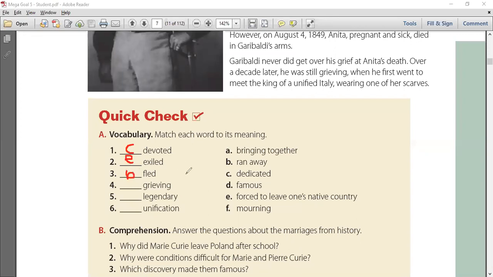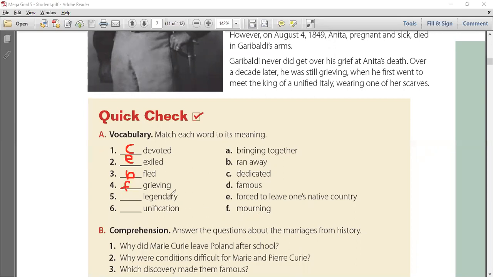Number 4, grieving. Grieving is not only sad, but very sad. Yes, Sarah? Can you read it, please? Mourning. Yes, thank you so much. Mourning. And this is the meaning of grieving, which is very sad.